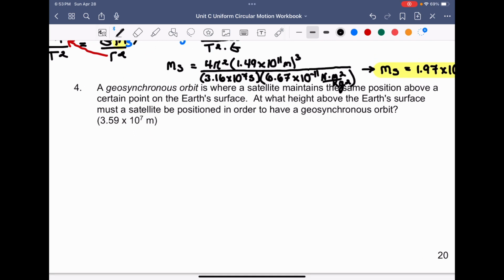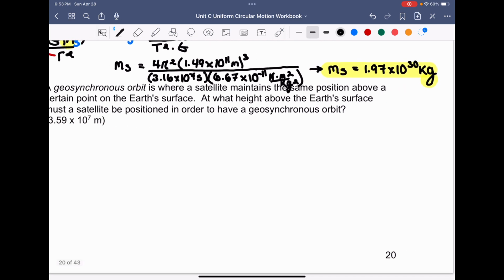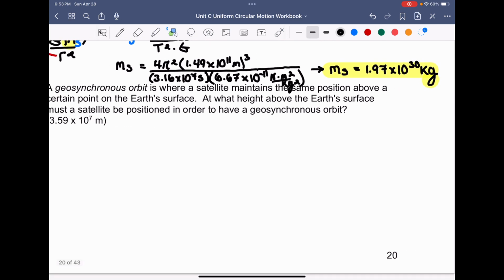A geosynchronous orbit is where a satellite maintains the same position above a certain point on Earth's surface for any given unit of time. At what height above the Earth's surface must a satellite be positioned in order to have this geosynchronous orbit? Now again, just by pure definition, a geosynchronous orbit refers to the following, and I'll draw it off to the side just so we have a rough understanding of this. Suppose that's Earth's surface, which is this black curvature, and then there's some sort of satellite that sits X distance above.